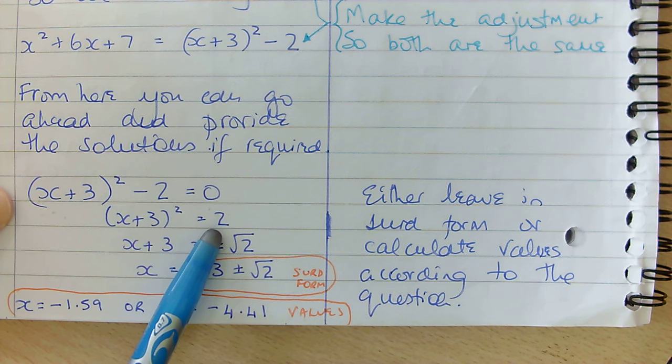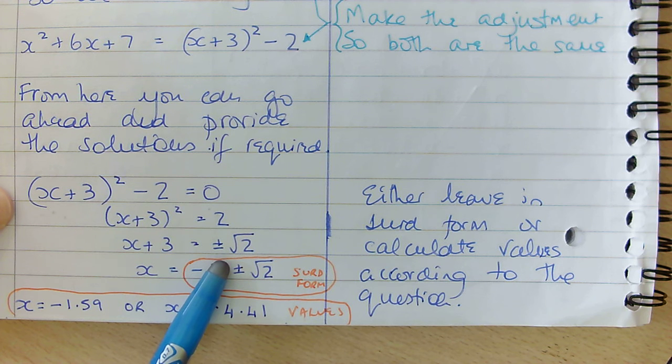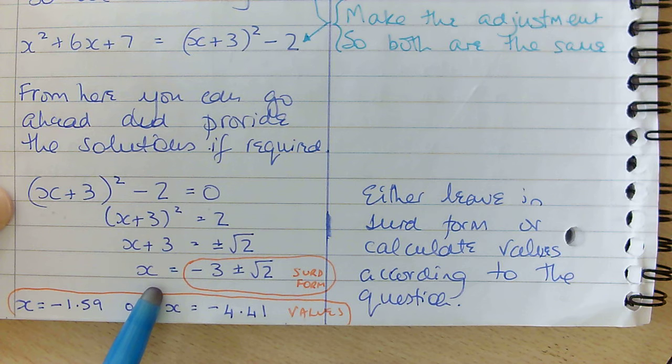So in this case add 2, take the square root, remembering that the square root has plus or minus results, and you can leave it in surd form in most cases, or if they are asking for values then you would use your calculator to provide what those two values are. So the first one -3 plus root 2, and the second -3 minus root 2.